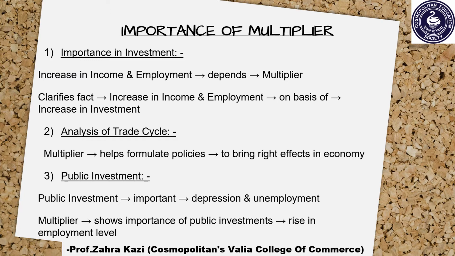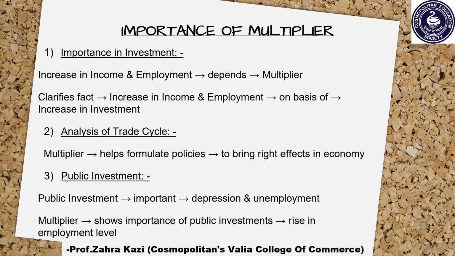The second factor is analysis of trade cycle. Now it becomes easy to analyze trade cycle on the basis of the multiplier theory. So multiplier helps to understand the increase in income that takes place because of increase in investment. Multiplier theory has great importance to the government while they are formulating their governmental policies, which brings about the rightful effects, which shows the correct effects in the economy, so that the economy stabilizes.